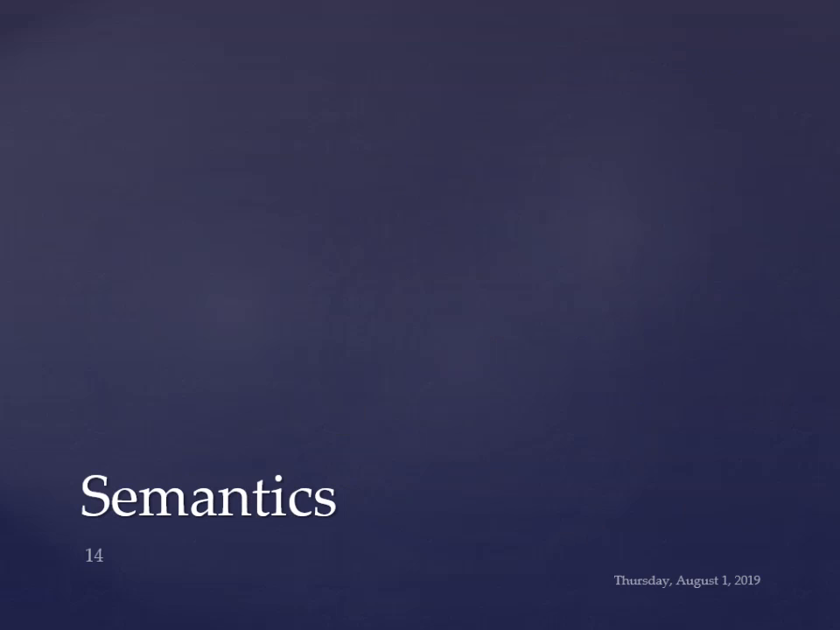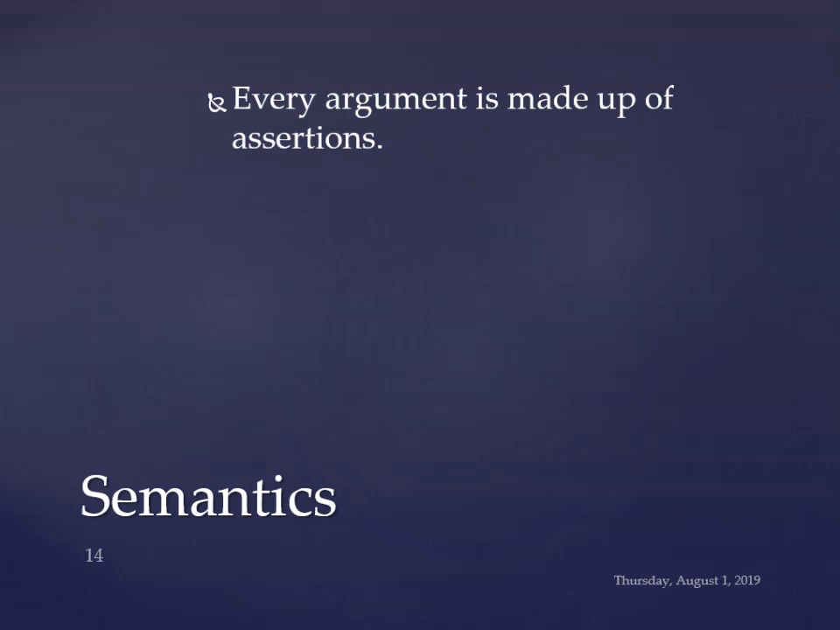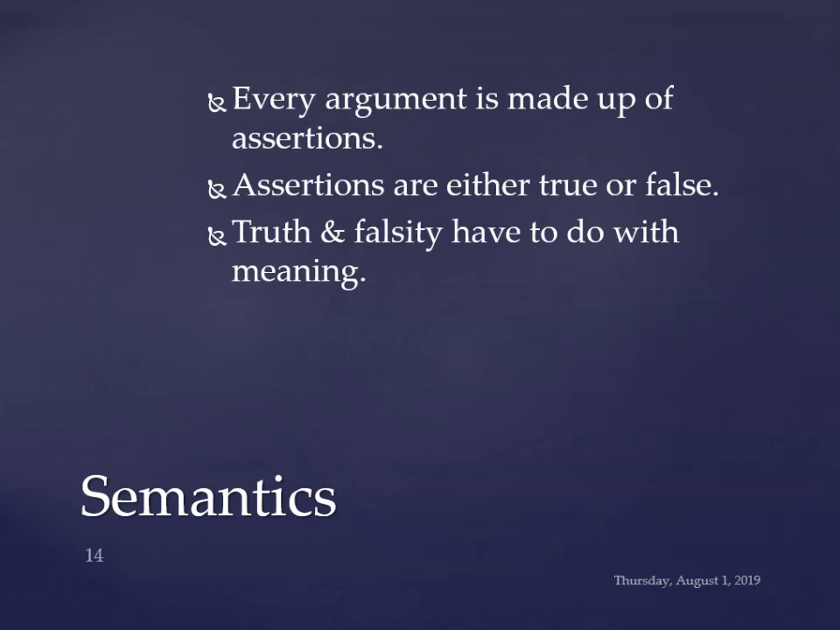Let's talk about that. Every argument is made up of assertions, all right? Not just one assertion, but multiple assertions, okay? So we have assertions that are true or false. Truth and falsity have to do with meaning, okay? So this is really important. Semantics has to do with meaning, all right? That's what semantics refers to, things that involve meaning. And for us, truth and falsity is what we care about in this class, right?